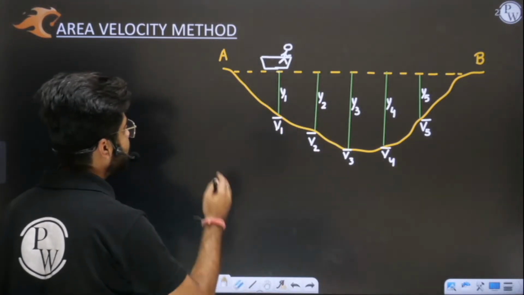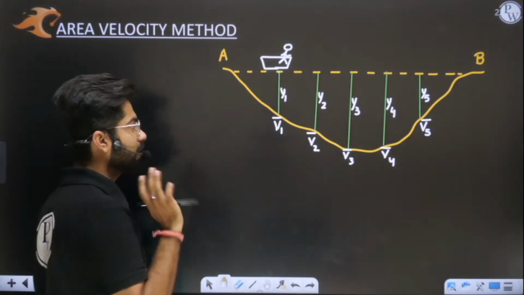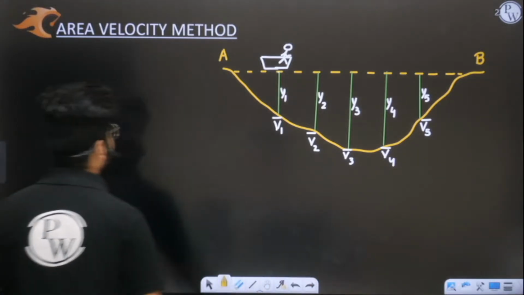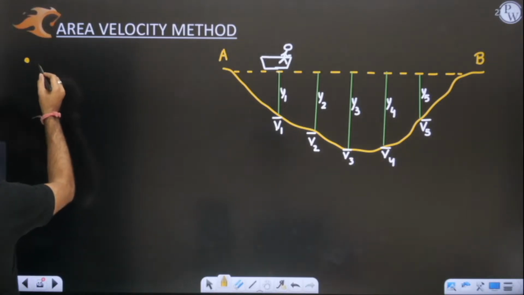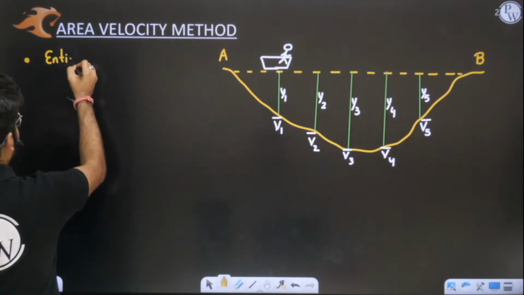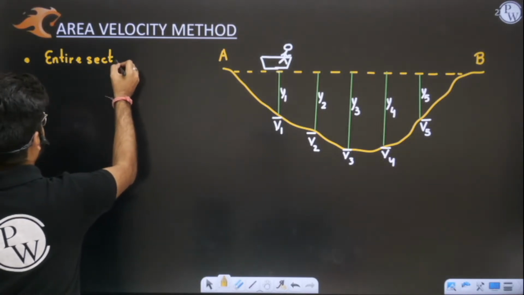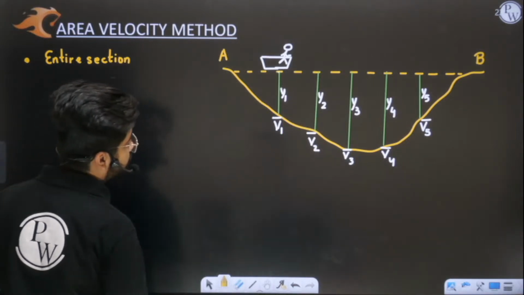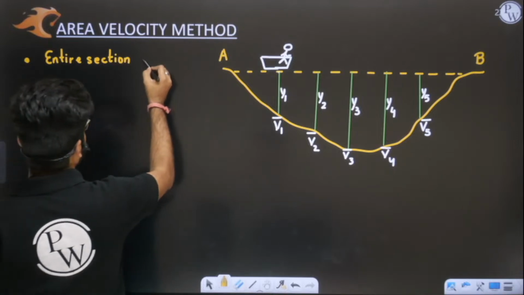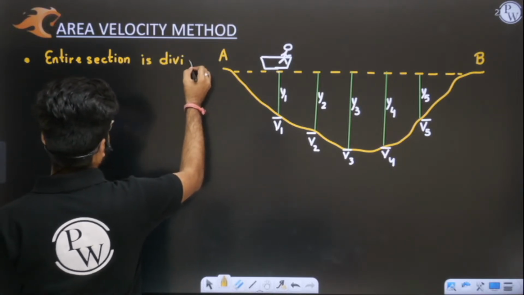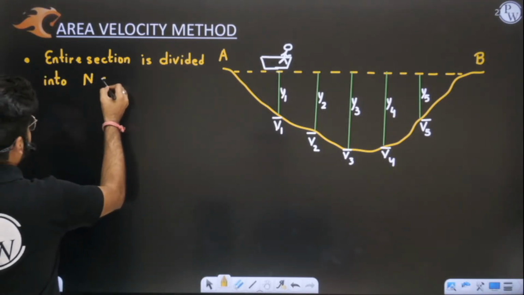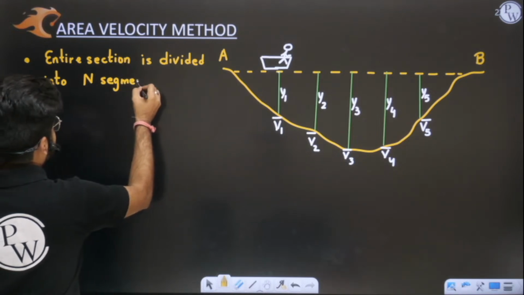So this is the moving boat method, in which at certain intervals I will take depth and velocity. Now, after this, listen very carefully. After this measurement of depth and velocity, I will divide my entire river section or stream section into n segments. The entire section is divided into n segments.